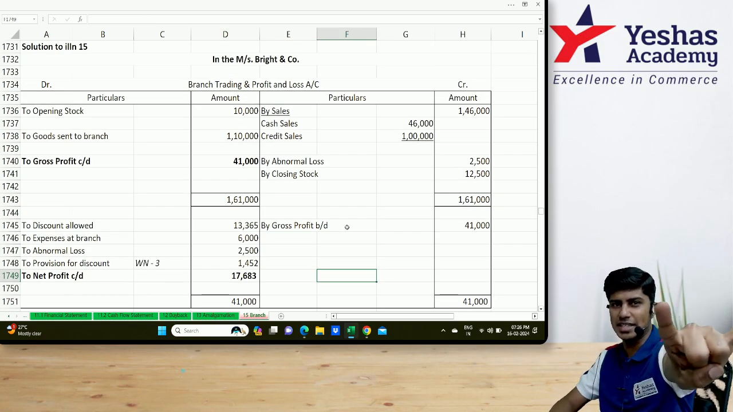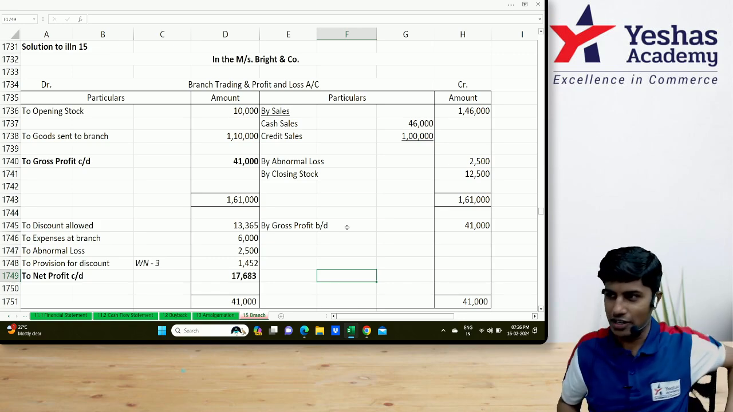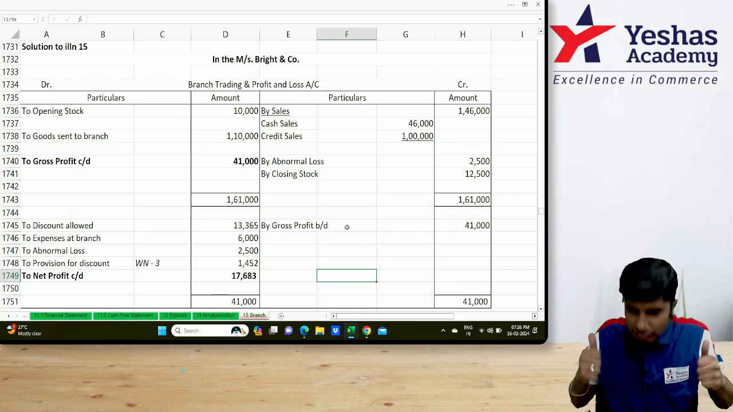And this is a master problem on dependent branch final accounts.